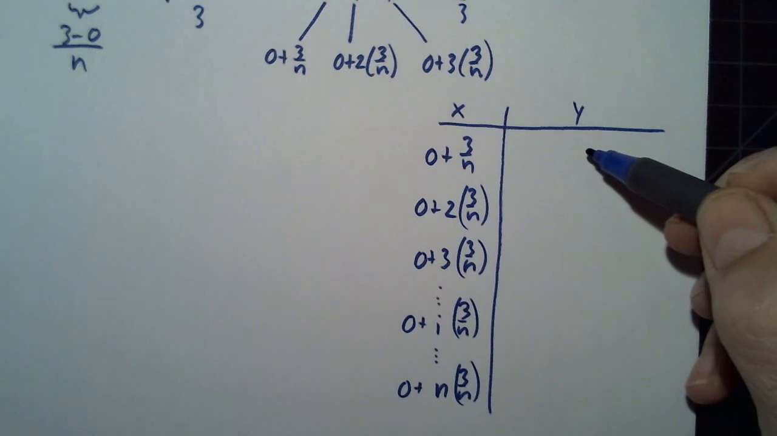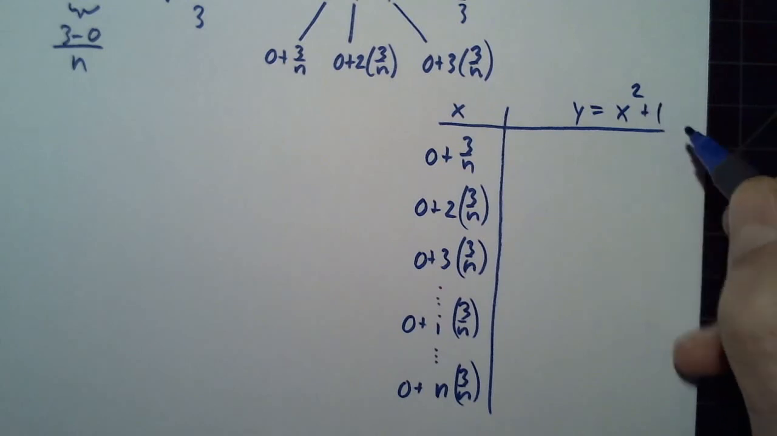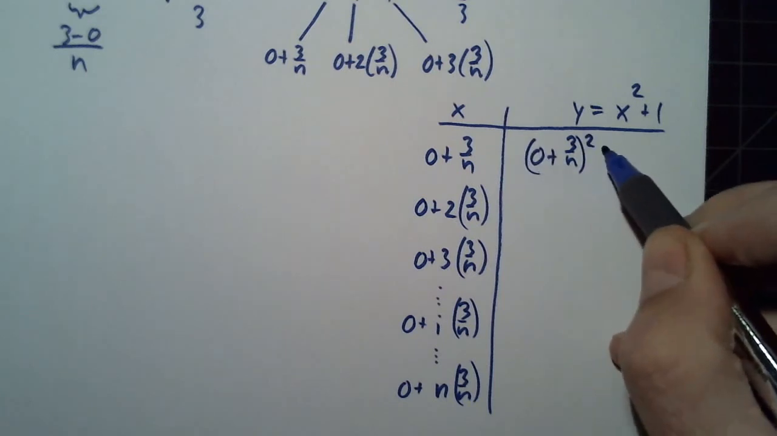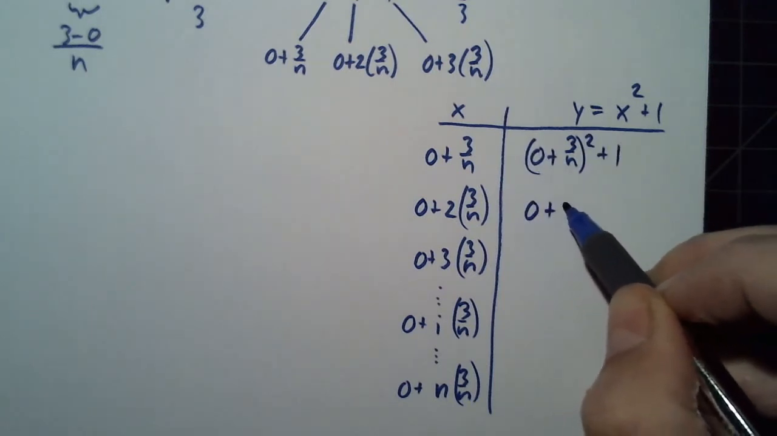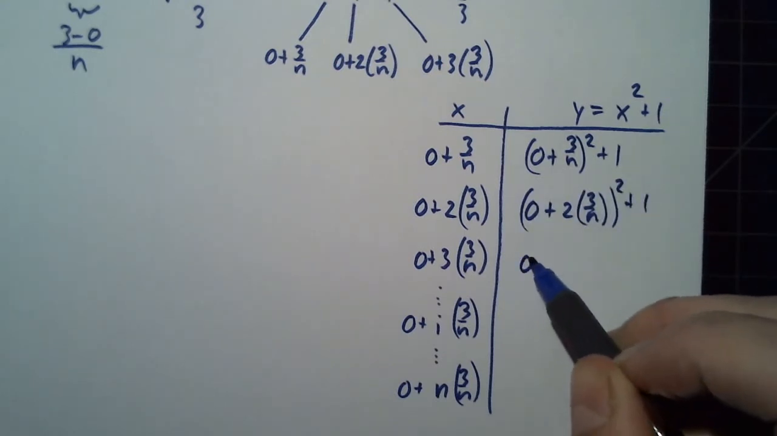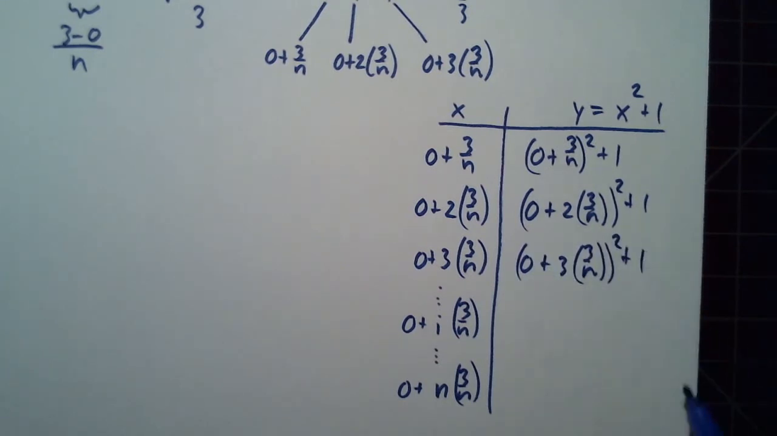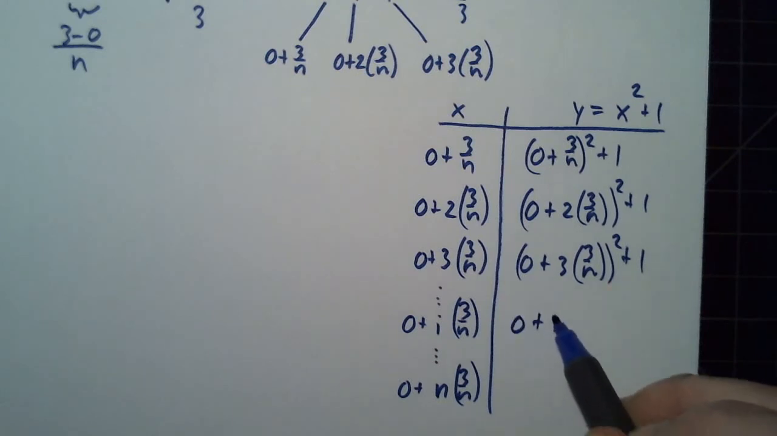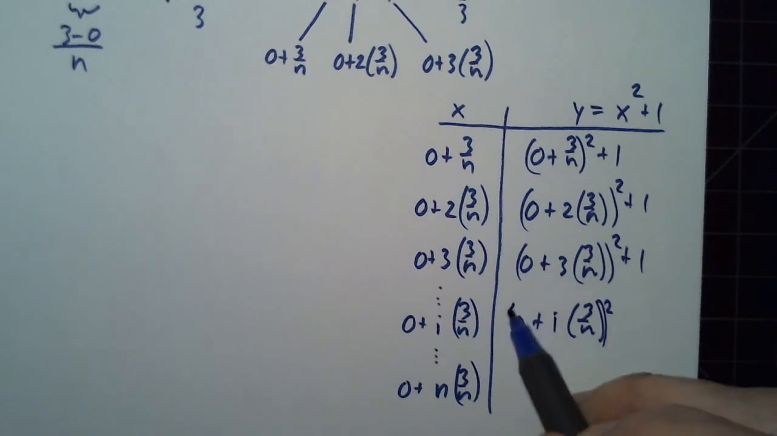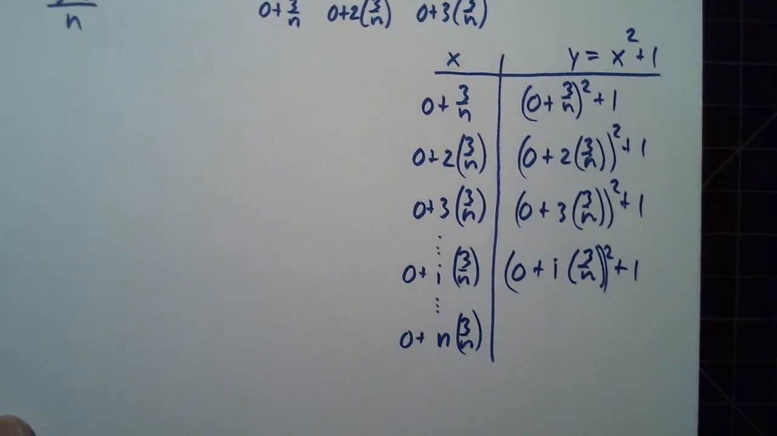Then the y value at each x value is just going to be using the function x squared plus 1, and we're going to just have (0 plus 3 over n) squared plus 1, (0 plus 2 times 3 over n) squared plus 1, (0 plus 3 times 3 over n) squared plus 1, (0 plus i times 3 over n) squared plus 1. All right.